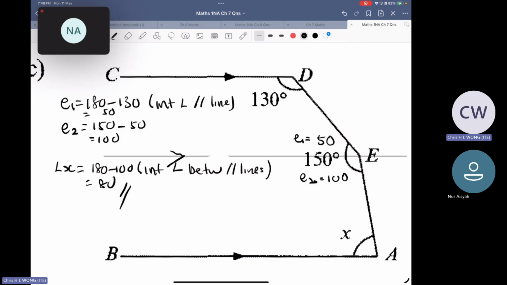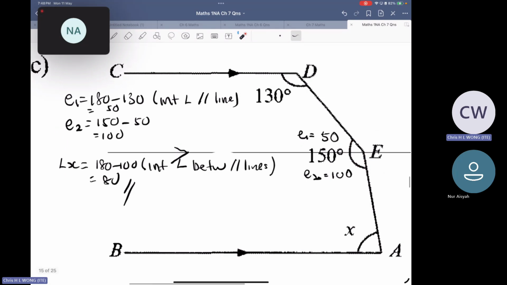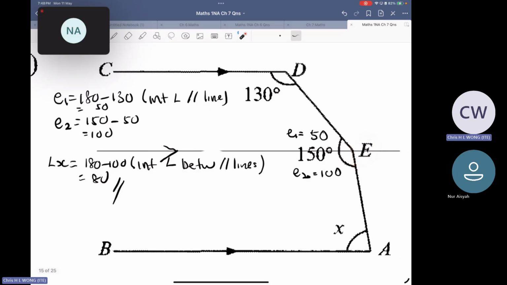So use the way of naming an angle. If I use E here, it is easier to put: this is E1, this is E2, referring to E. If you do not want to use E, it's a bit troublesome.